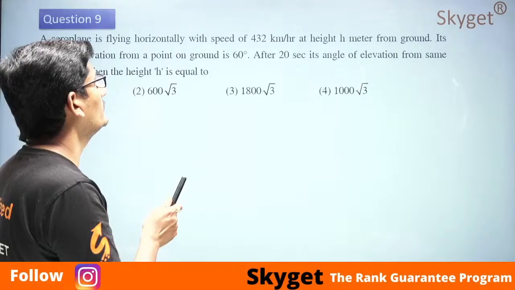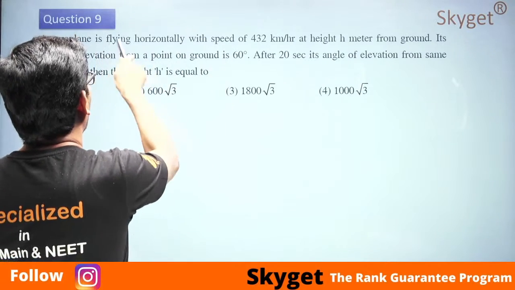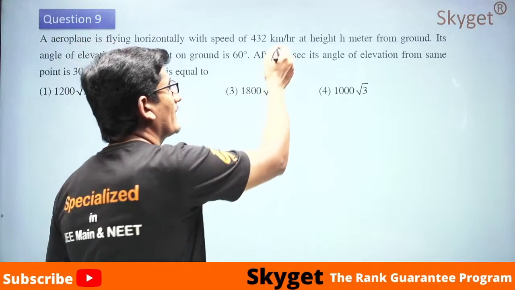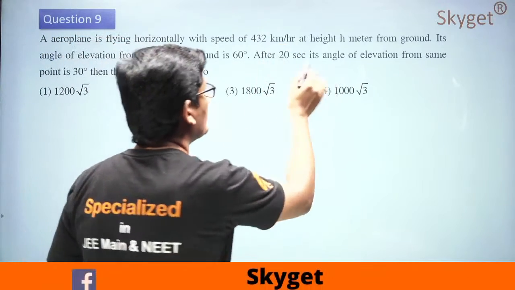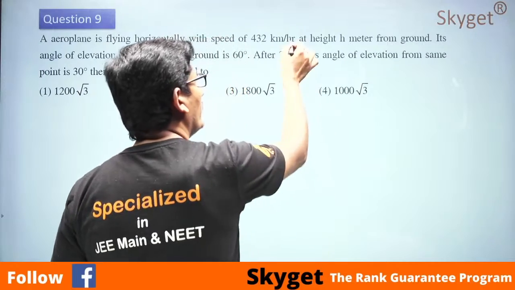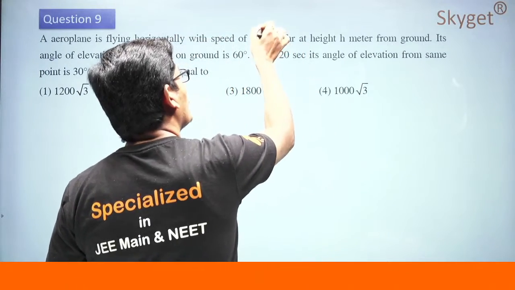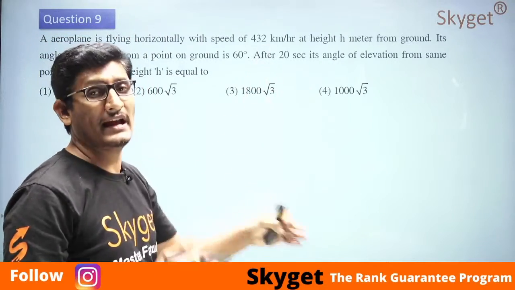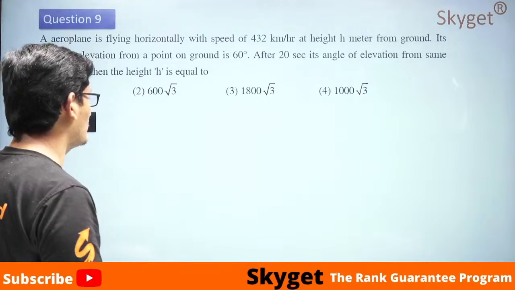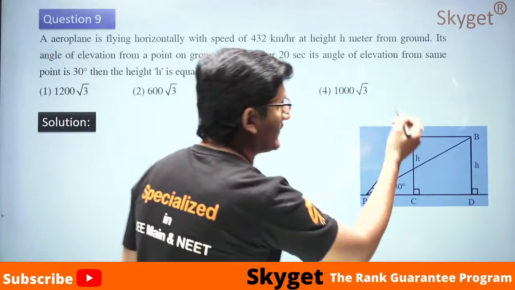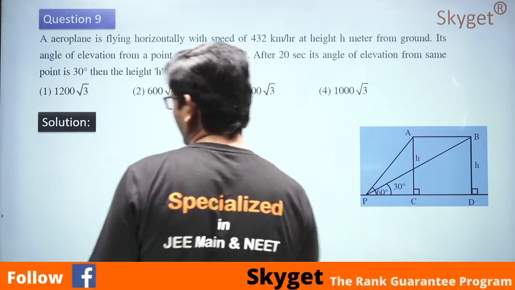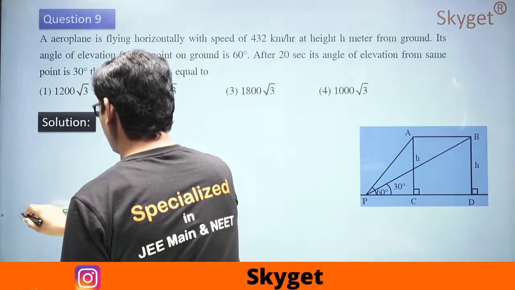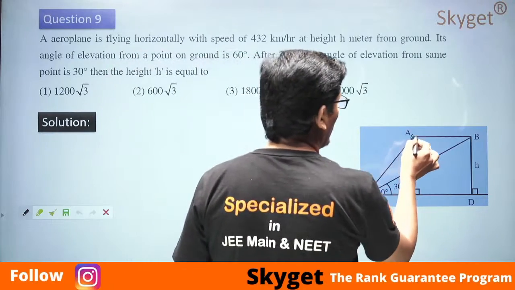See here, what is given: the aeroplane is flying horizontally with a speed of 432 kilometers per hour. Here kilometers per hour is given, and next 20 seconds is given. So with hours and seconds, first of all we have to convert the speed into meters per second. Let's see how we can convert. See the graph first of all. The aeroplane is here.